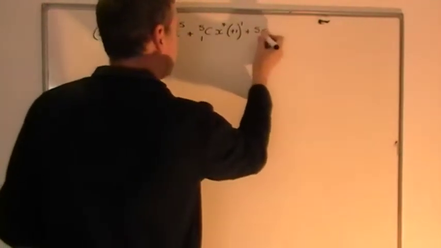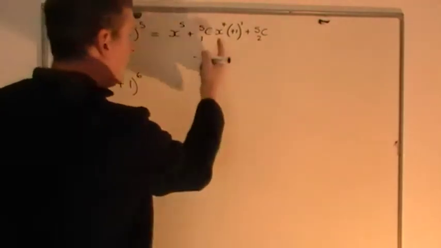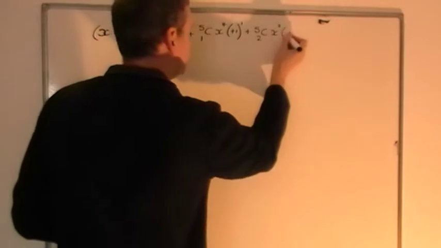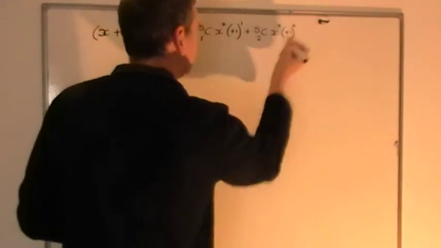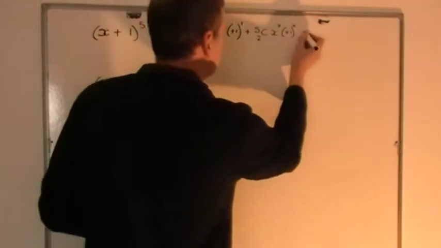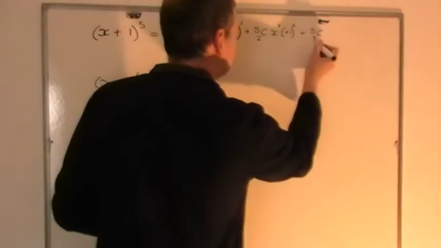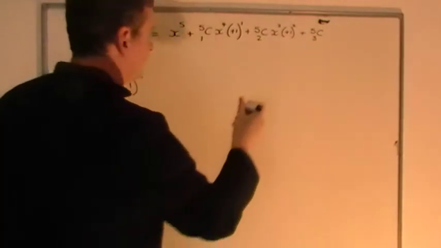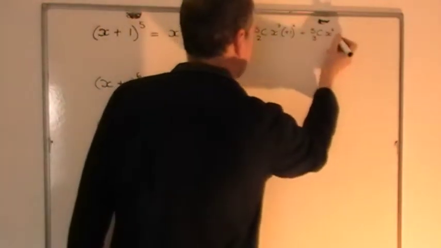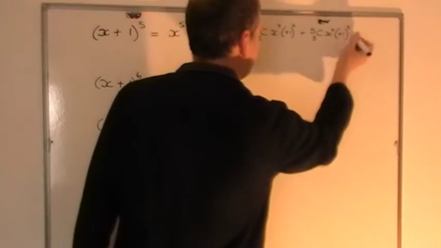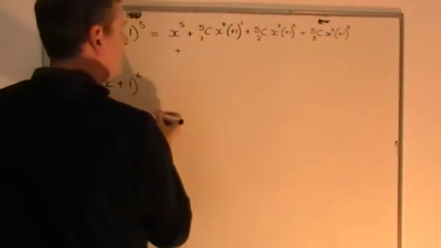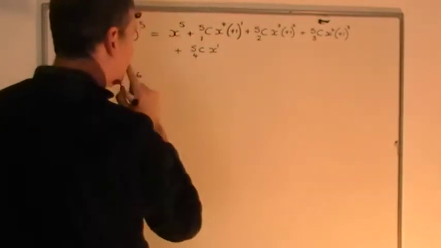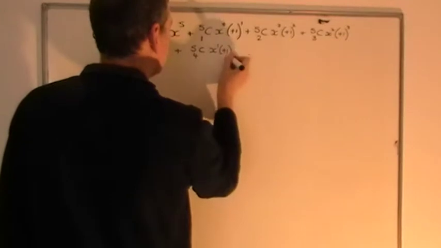Plus, then we have the second of the choose terms. 5 choose 2, x goes down from power 4 to power 3, and the plus 1, which comes next, goes up from a 1 to a 2. Plus, we then have the third choose value, which is the actual 1, 2, 3, fourth term of this expansion. 5 choose 3, x goes down to a squared, and then you have plus 1 to the power 3.